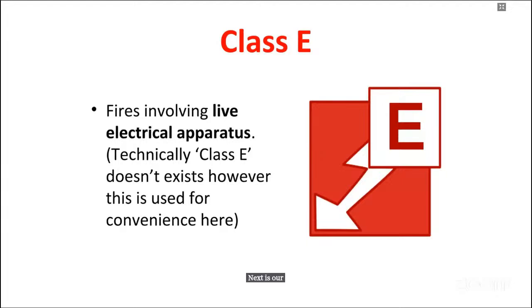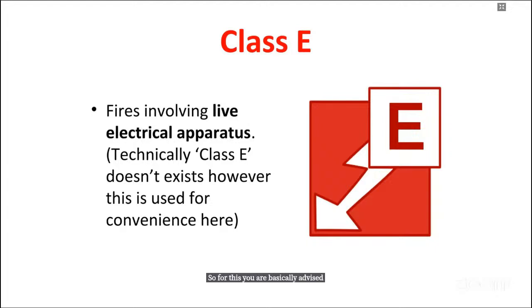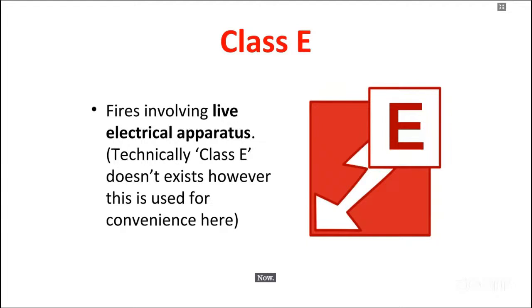Next is our class E. Live electrical apparatus technically doesn't exist; this is used for convenience only. So it's basically when electrical appliances catch fire, or you catch shocks and all, this class relates to that. For this, you are advised to first cut off the main service line. This is the most advisable point here. Now, when we talk about all these categories, these are all associated with the understanding of the different types of formation of fire, how fire starts in a building.